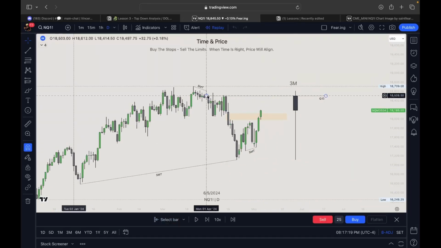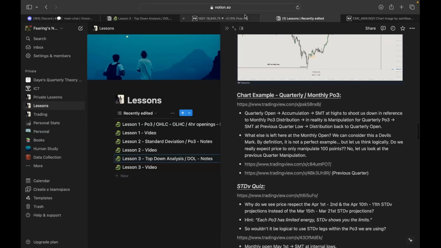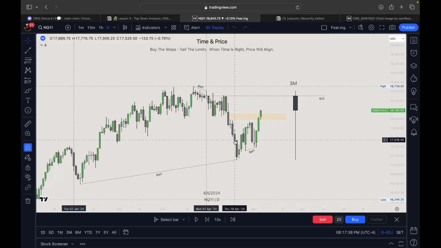So, quarterly open, immediate SMT the highs, accumulation, immediate move lower below opening price. I'm going to quickly ask, what is significant about this open? What can we consider that?